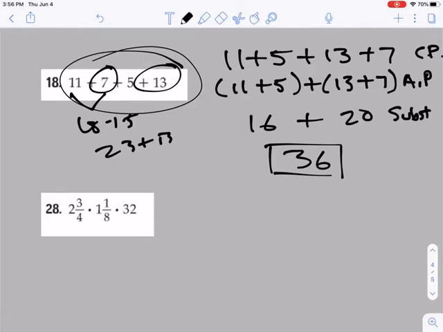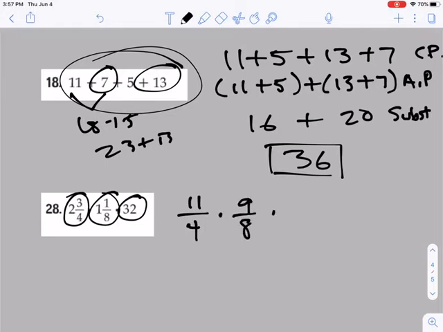So let's look at this example. This is kind of a weirder example of it, but I'm gonna try and multiply all this together. So in order to do that, the first thing I gotta do is I gotta put these things in terms of improper fractions. So you have 11 fourths, then you have 9 eighths, then you have 32, and you're going to kind of see. So the way I think it makes the most sense, if you look at this, instead of multiplying, I should multiply these two together.